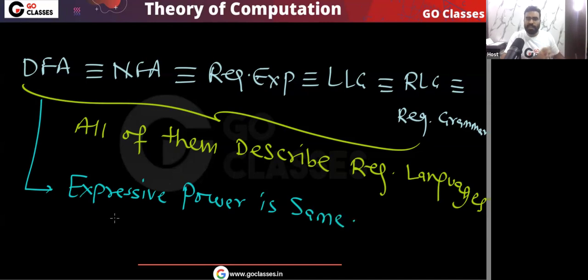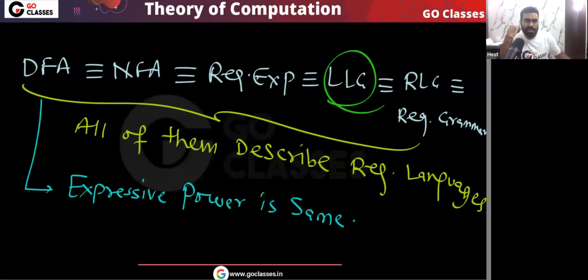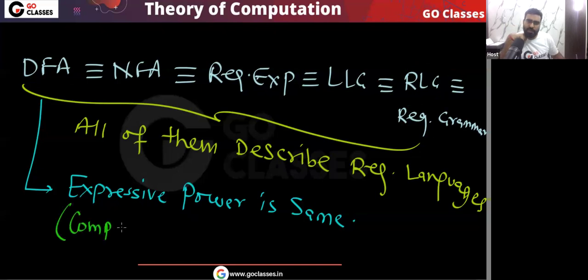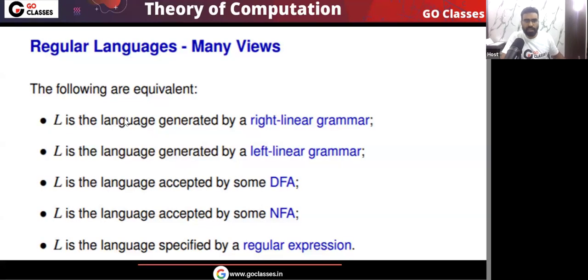If, for example, there is a language L, and for this language L you have an NFA, then for this language you have a regular expression also, a left linear grammar also, a right linear grammar also, and a DFA also. Okay, so very simple point. They have same expressive power. I can also say they have same computational power because they recognize the same class of languages. Their language recognition power is basically same. Now you can easily see all these are definitions of regular languages.